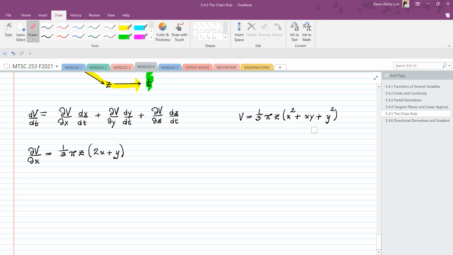Okay. And then when I do the partial of V with respect to y, I would keep the 1/3 pi z, right? Yeah. And plus then x and then 2y. Good. And then the partial of V with respect to z, 1/3 pi, and then you multiply by the thing in the middle, the x squared plus xy. Mm-hmm.